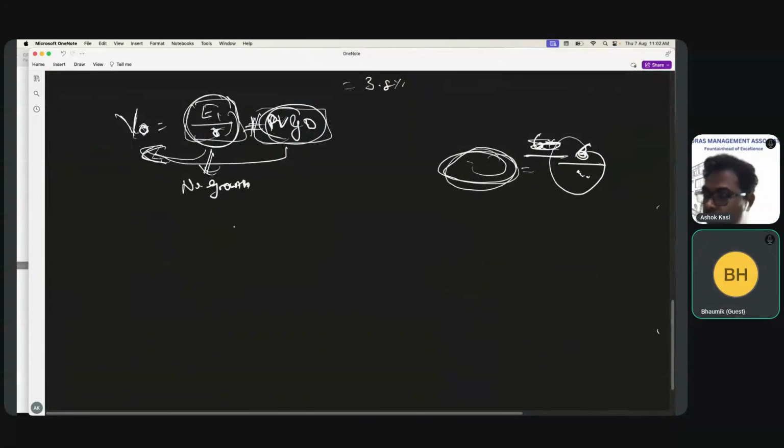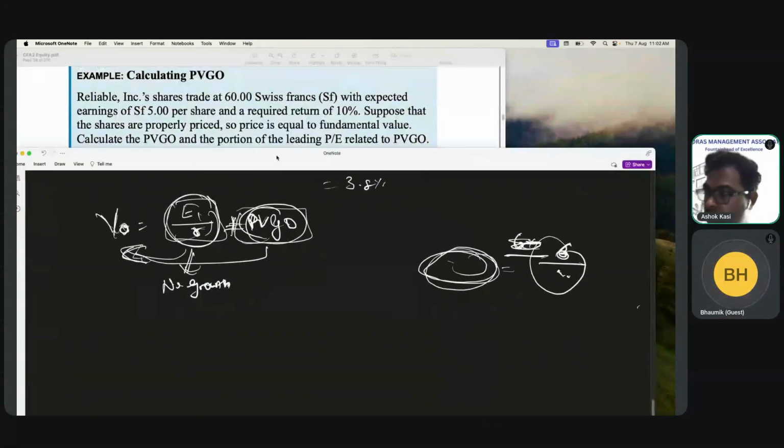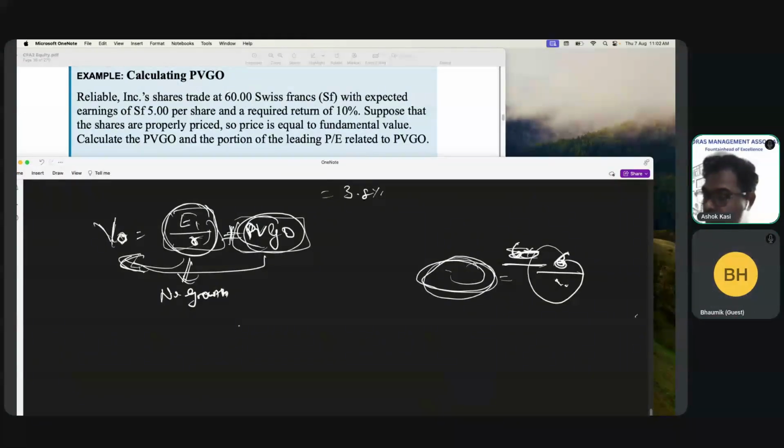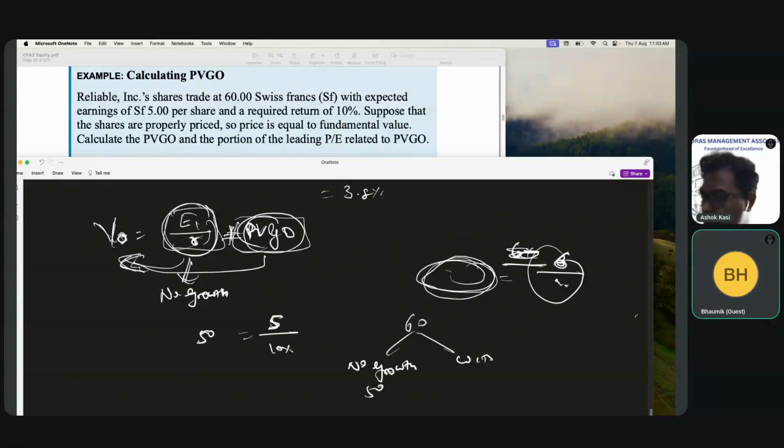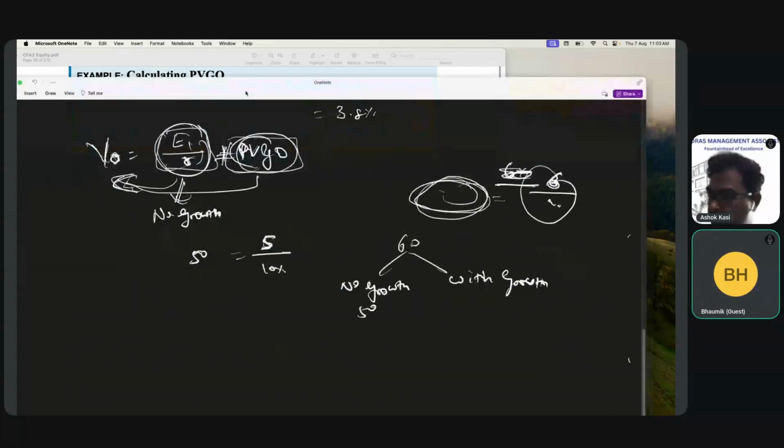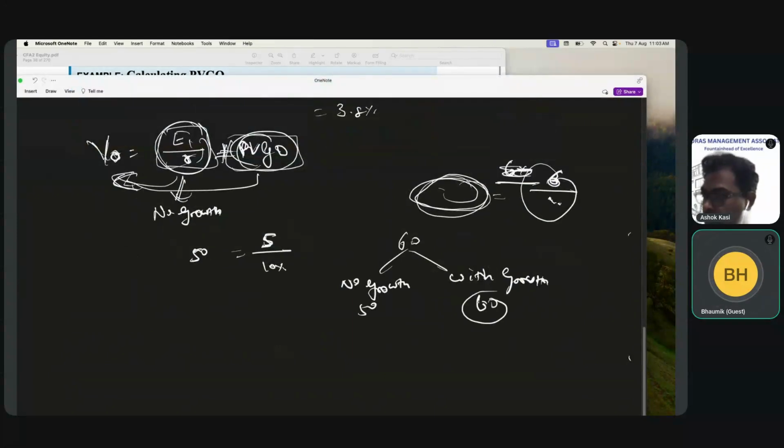So first of all, it is priced at 60. Now we know if there is no growth only, what should be the price? If there is no growth, they are going to get earnings of 5. So 5 divided by 10 percentage, that should be 50 rupees. But it is priced at 60. So for no growth, it is 50, and with growth it becomes 60. That extra 10 is with growth, so present value of growth is 10 rupees.